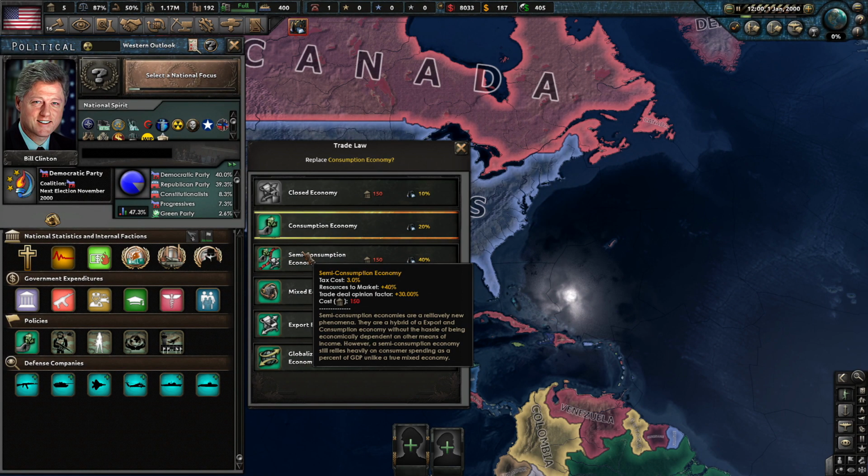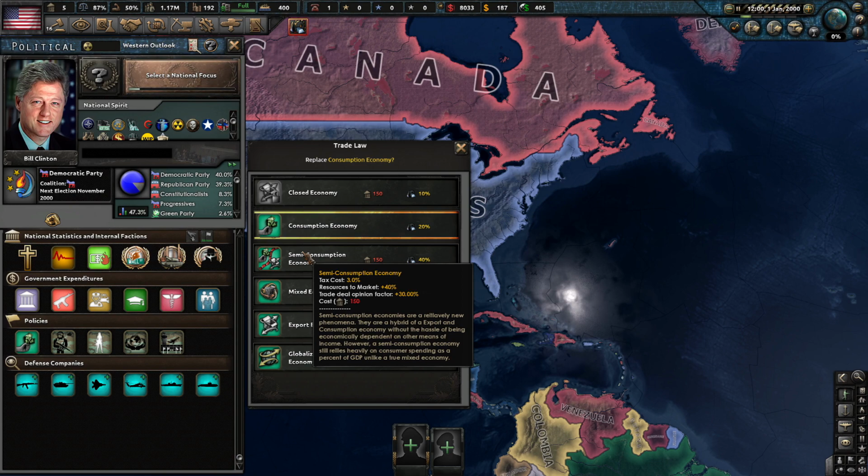I mentioned earlier how useful trade is for income and getting access to more civs, but let's expand on it a little further here. Modern economics is intrinsically tied to globalization, which means trade sits at the center of nations' economic policies and decision making. In this menu, you will see the different trade laws.